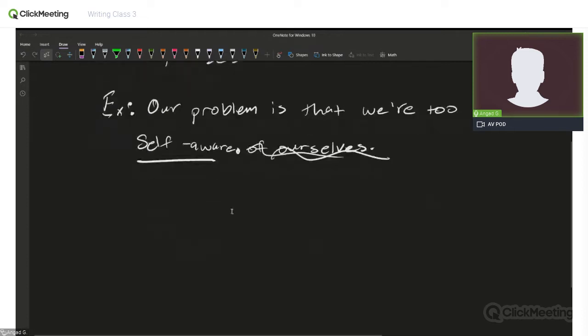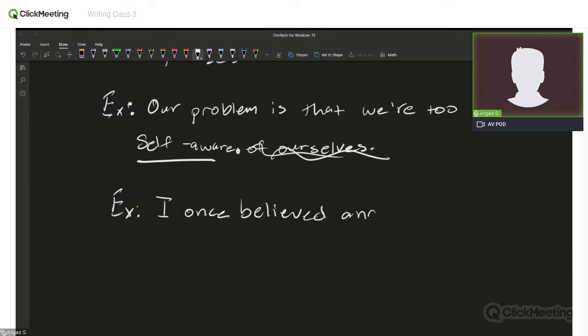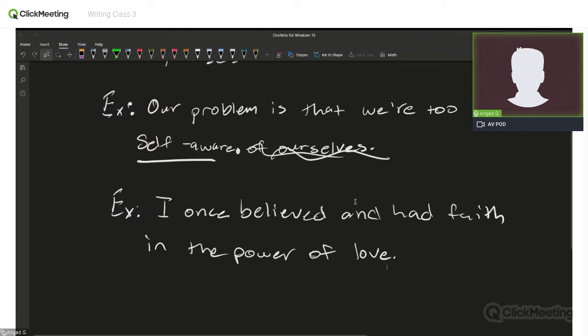All right. So, another example. Let's say we have: I once believed and had faith in the power of love. Can you guys tell me if this has any redundancies in the sentence? And if so, what is being redundant?